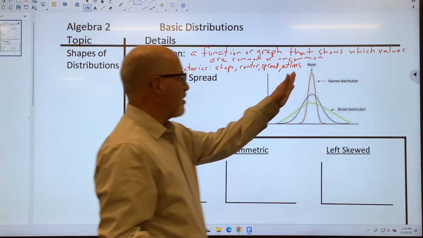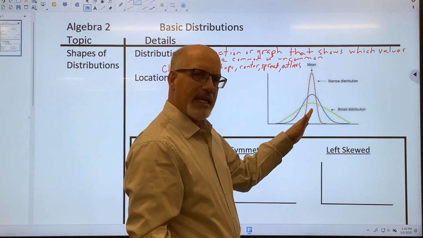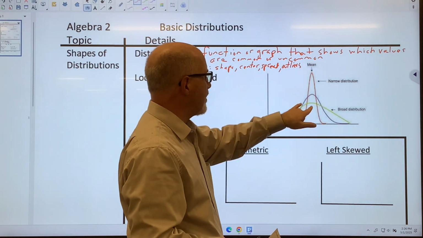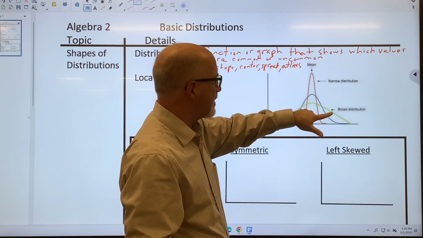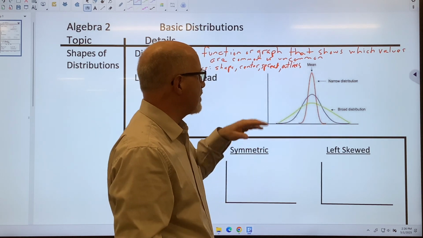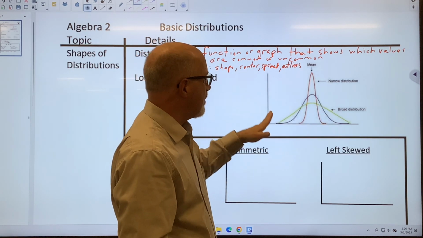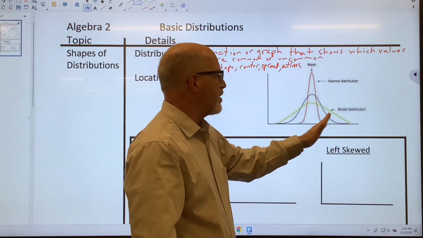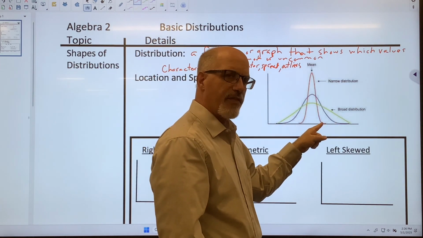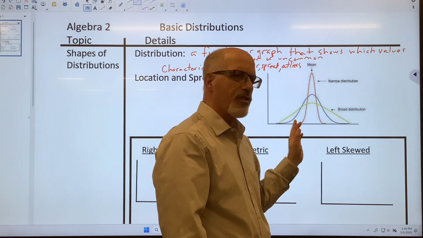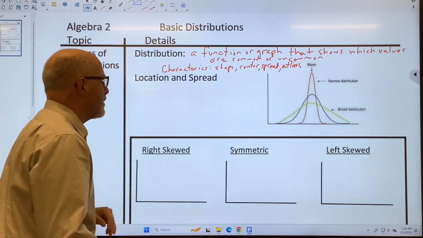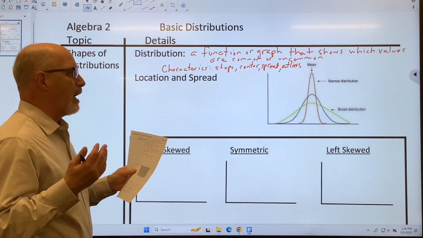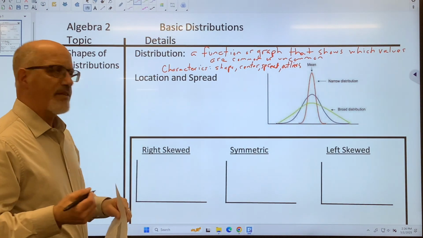So here, the location is right here where the mean of the graph is. The spread tells us how wide it is. It's getting broader, these other ones. The shape is symmetric, or a bell shape. And then the outliers: these outliers aren't very far away from the mean. These are a lot further from the mean. Okay, so location and spread will help us define where the graph is.